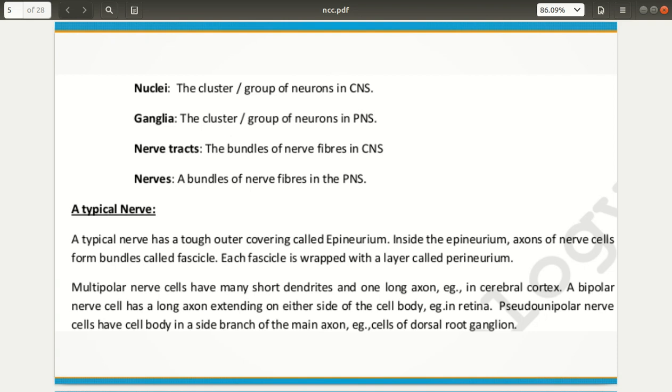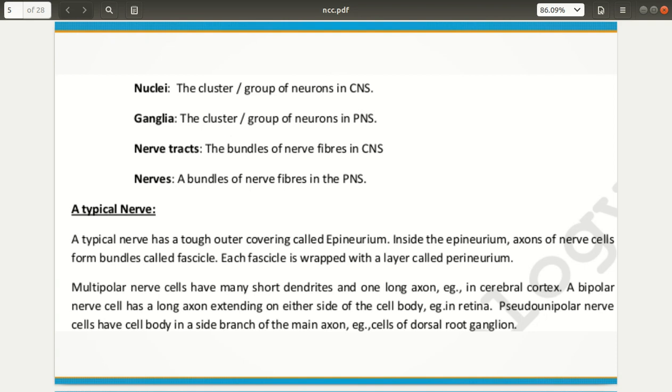Nerve tracts are a bundle of nerve fibers in the central nervous system. Nerves are a bundle of nerve fibers in the peripheral nervous system. A typical nerve has a tough outer covering called the epineurium. Inside the epineurium, axons of nerve cells form bundles called fascicles. Each fascicle is in turn wrapped with a layer called the perineurium.